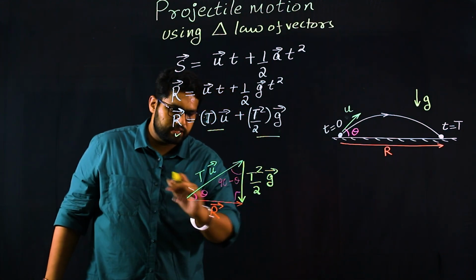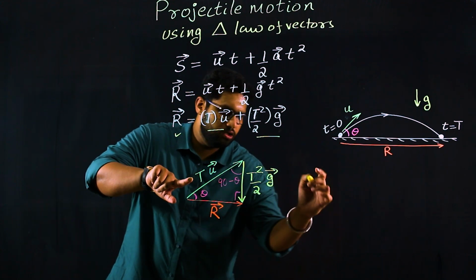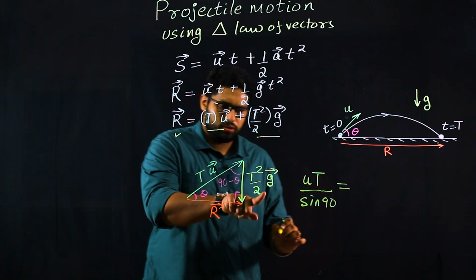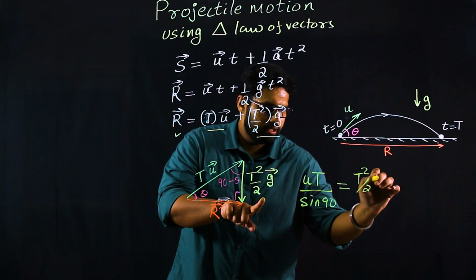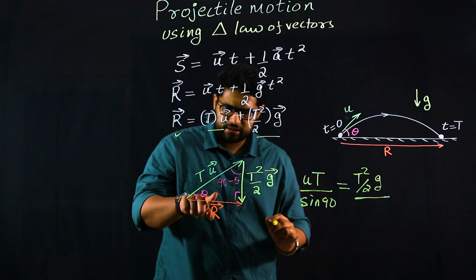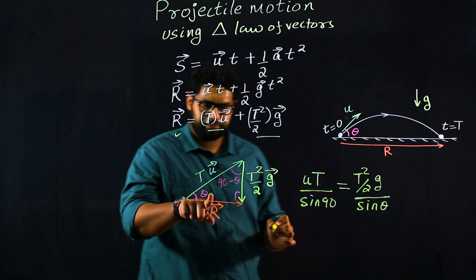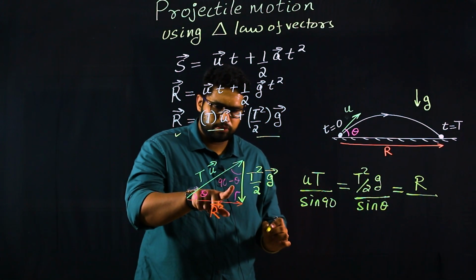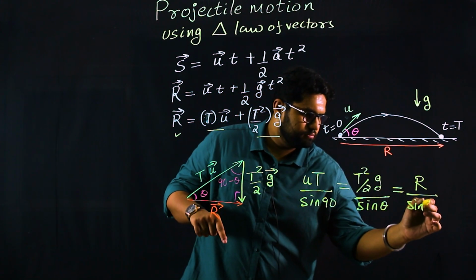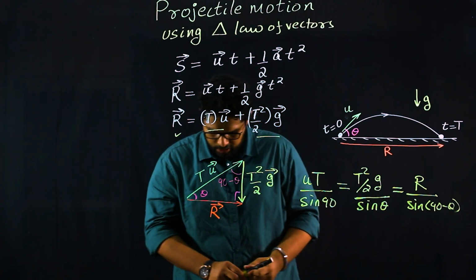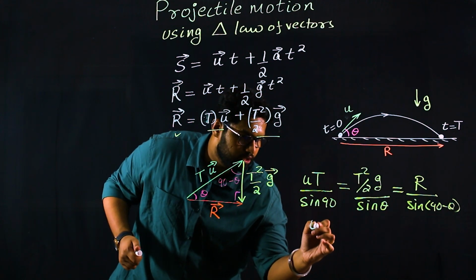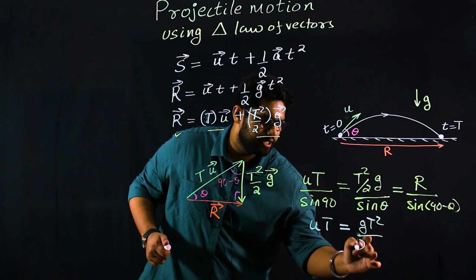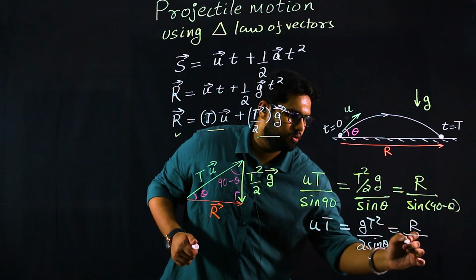Sine Law of Triangles. So if I use the Sine Law of Triangles, you could see that this side uT divided by sine of the opposite angle, that is sine 90, is equal to this side T squared by 2 into g divided by sine of the opposite angle, which is sine theta, is equal to r divided by sine of the opposite angle, which is sine of 90 minus theta. Okay. Now, if you simplify this equation, you would get the following. You will get uT by 1 is equal to gT square by 2 sine theta is equal to r by cos theta.